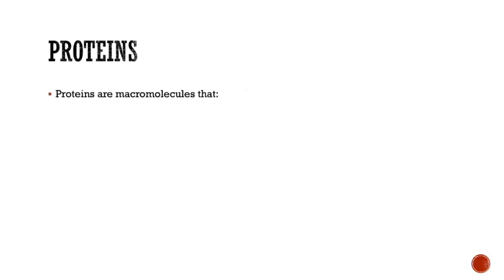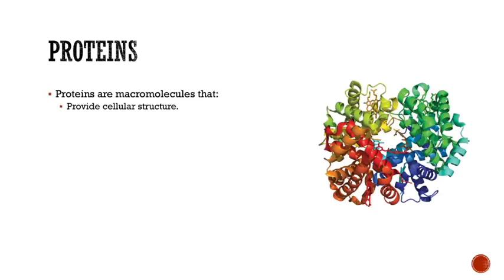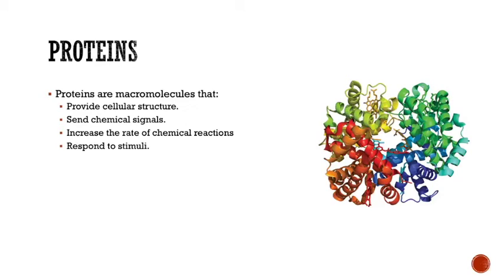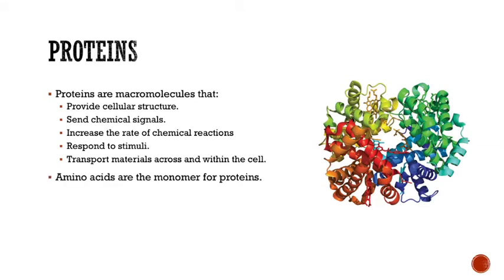Okay, proteins. Proteins are biological macromolecules that provide cellular structures and chemical signals, increase the rate of chemical reactions, respond to stimuli, and transport materials throughout and across the cell. Basically, proteins do everything throughout the cell. Short of providing the cell with energy and passing on genetic information, proteins do everything else. And amino acids are the monomer for proteins. I might be a little biased because a lot of my research was based around proteins, but I think proteins are the most important one.